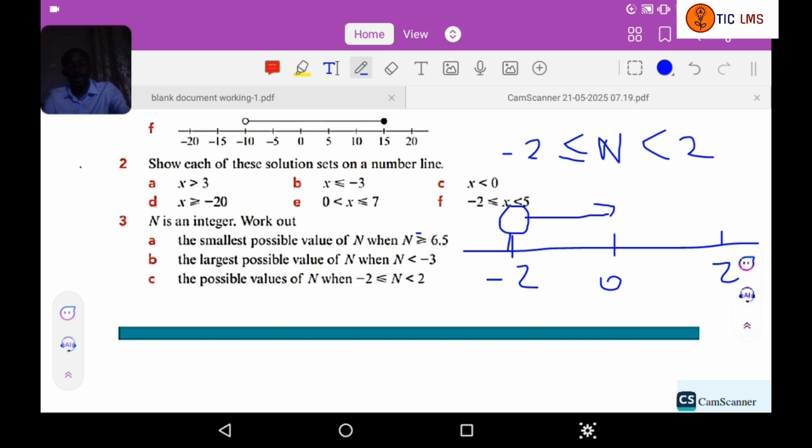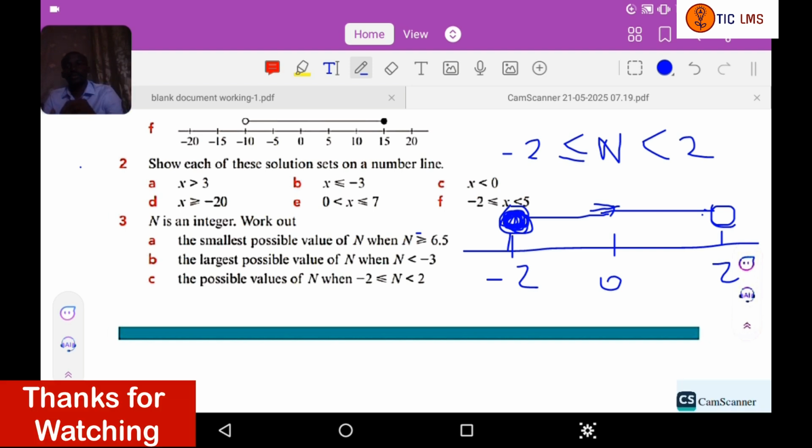Now do not forget that we have equal to, so we are expected to shade this circle. And then the other part of the inequality tells us that n is less than 2. So we draw a circle on 2. n is less than 2, that means it's on the left side of 2. So we move to the left in this form, and then we join it.